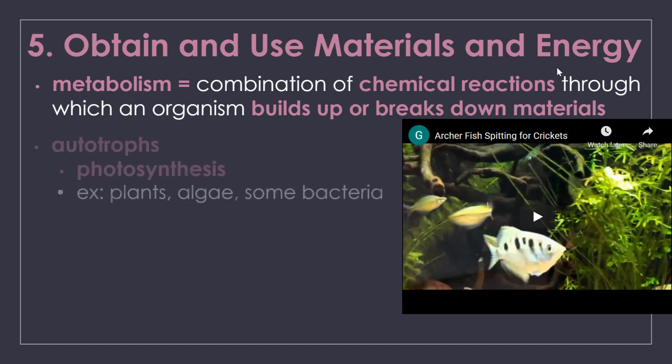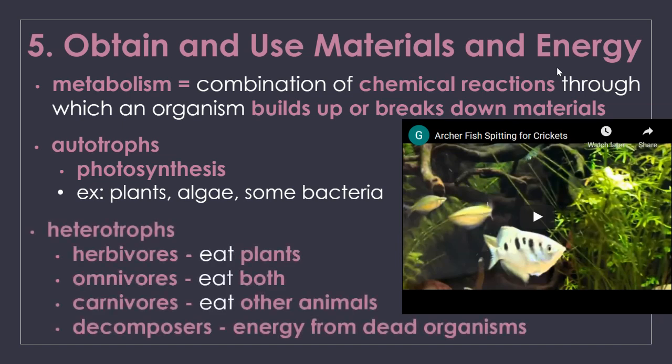which is making glucose. So, autotrophs, which are a type of organism that do not have to eat other things to get their energy. They can produce their own energy. They do that mostly through photosynthesis. So, good examples are plants, algae, and certain bacteria, which are autotrophs that make their own energy.